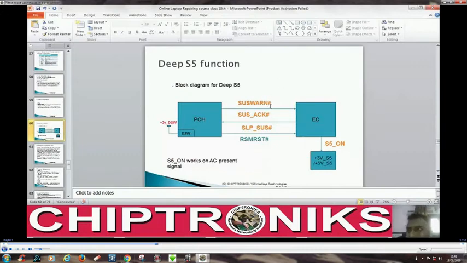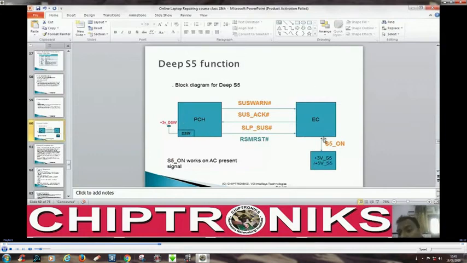This is SUS1#, and as discussed in the previous class, all the signals in the schematic diagrams defined by Intel are defined from the point of view of turning off a notebook motherboard, not turning on. But right now we are discussing how a notebook motherboard is turned on. So this SUS1 signal at the EC will be high. The PCH will generate a signal to the EC to indicate that now you can enter into the S5 stage.